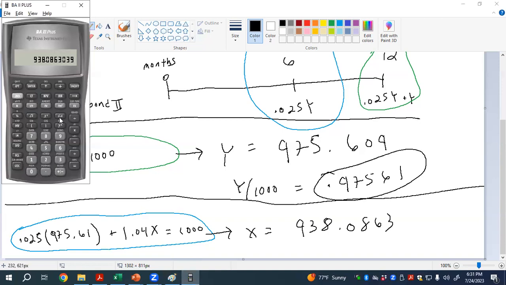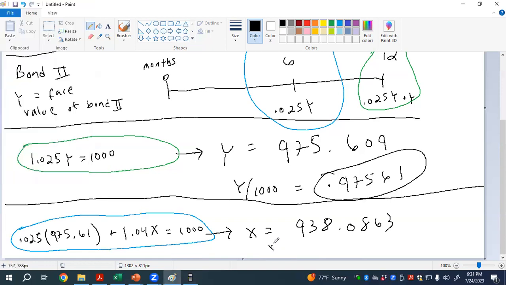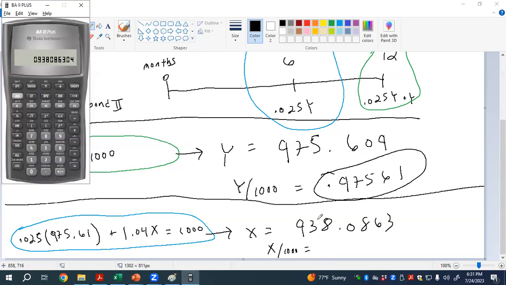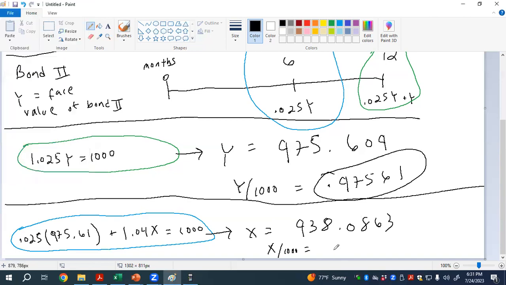9380863 and divide by 1,000. X over 1,000. I hope I didn't say y is 9380863. If I did, I apologize. But so this is 0.938.